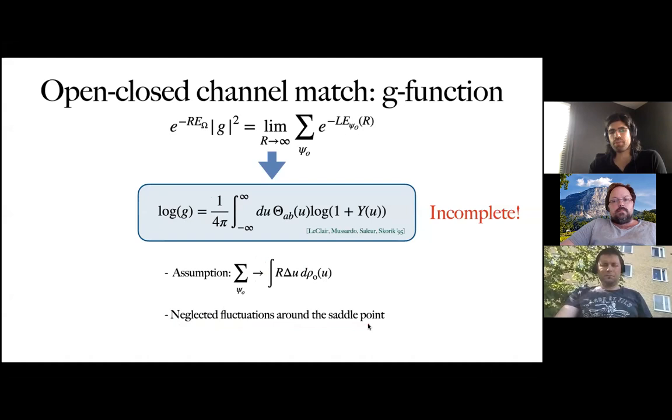The other problem is that we neglected fluctuations around the saddle point. When we compute the thermodynamic Bethe ansatz, we look at the saddle point, but we expect that there will be quadratic fluctuations, and we just ignore that. So we have to take that into account. And those were essentially the two points that were missing in the original analysis of Leclair, Mussardo, Saleur and Skorik, that were later fixed.